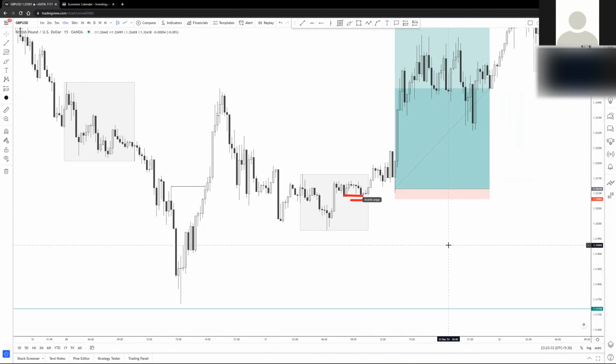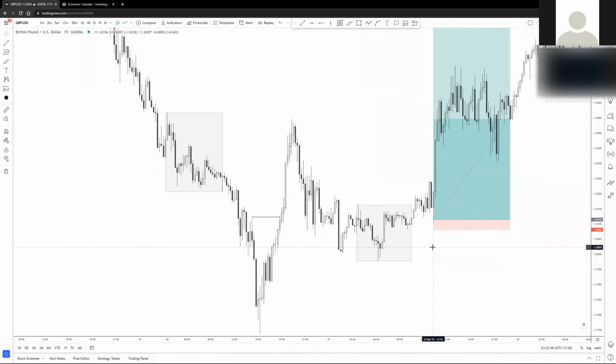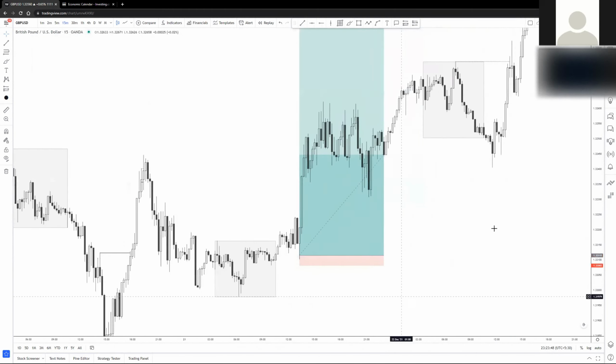That's perfect, and it's valid. It's valid if you take it as an inducement. But then again, time and price. London Open. See that? London Open, where is it coming into? Taking this liquidity into a strong low. See that? Pay attention to them.